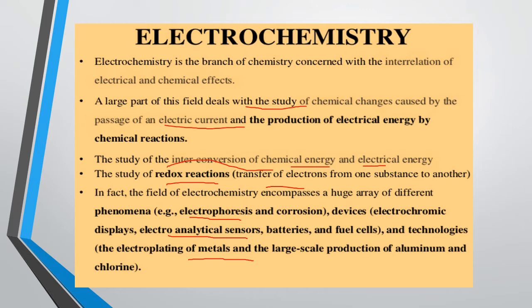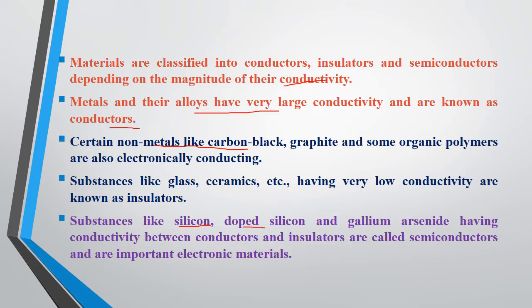The study of interconversion of chemical energy and electrical energy is said to be electrochemistry, as is the study of redox reactions, or transfer of electrons from one substance to another. This field has a huge array of different applications and phenomena. The phenomena are electrophoresis and corrosion. The devices used for this purpose are electrochromic displays, electroanalytical sensors, batteries, fuel cells, technologies, and the electroplating of metals and the large-scale production of aluminium and chloride.